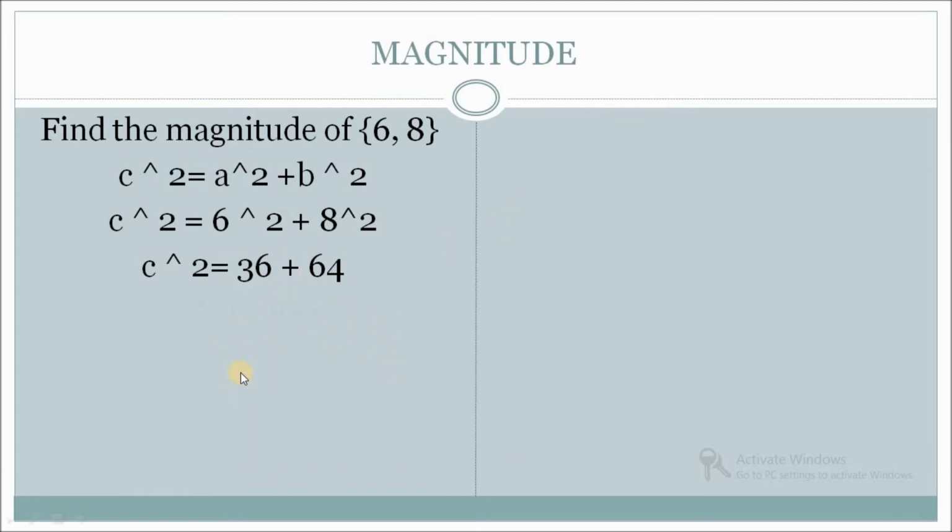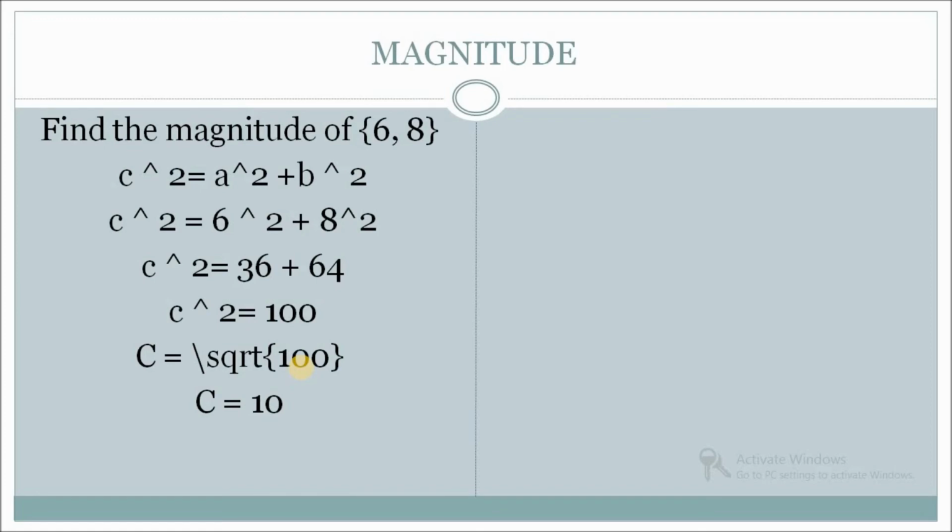Now we have to find the square root of 100, because when we take this power sign to the other side, it will become a square root instead of a power. So it will become its opposite. Instead of increasing, it will be reducing. So we have to reduce 100. So c equals the square root of 100. So c equals 10. So this is how we can find the magnitude.